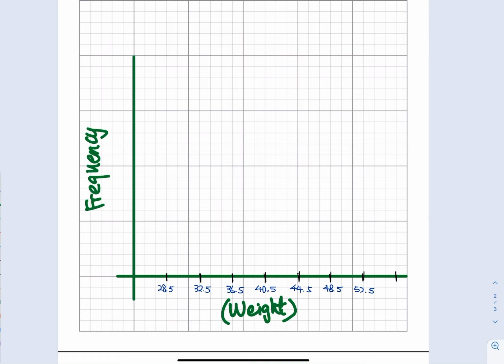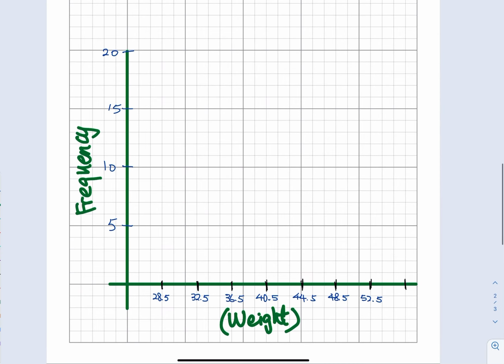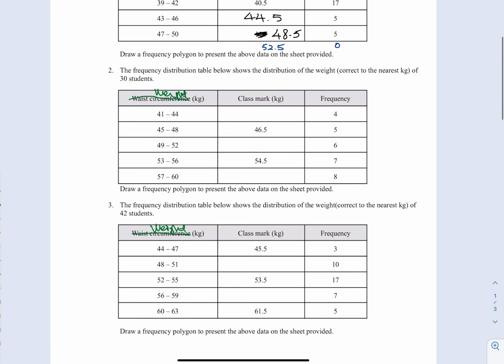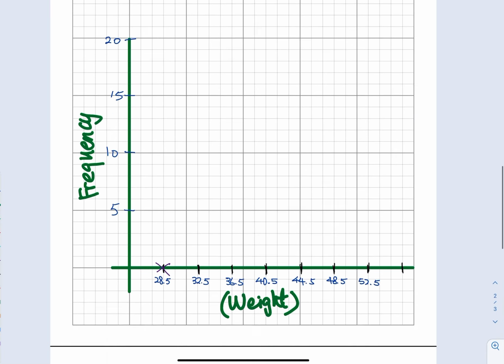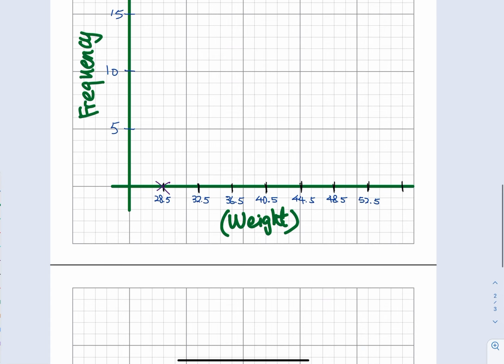I can make each of them as 5, 10, 15, 20, right? So that's it. So your first one, for the 28.5, how many people were there? 0. So you put a cross here. And then for your 32.5, how many people are there? 3. So you go until 3.